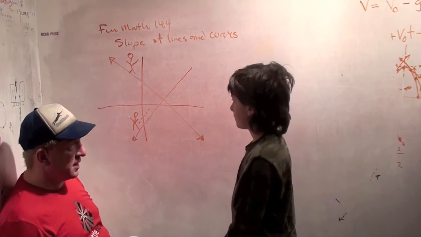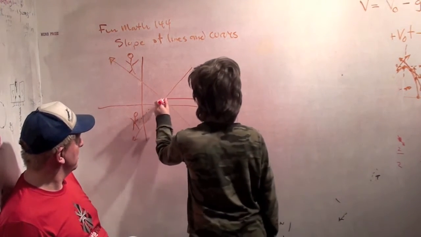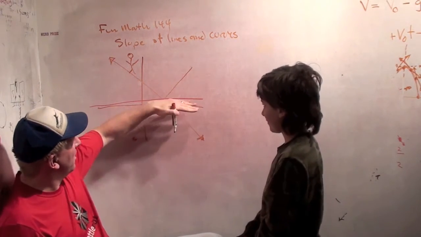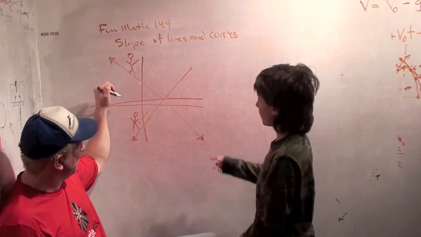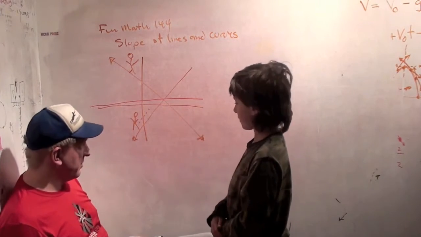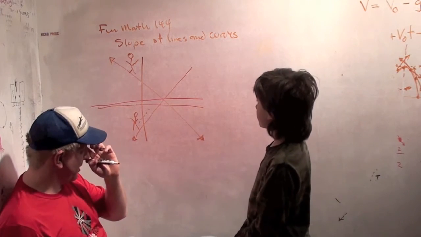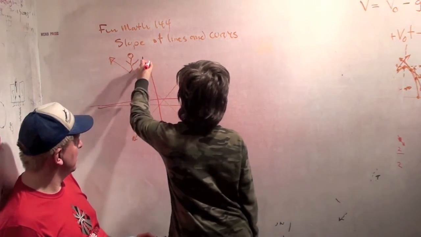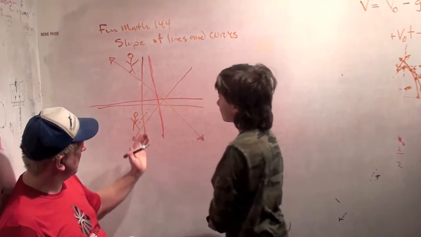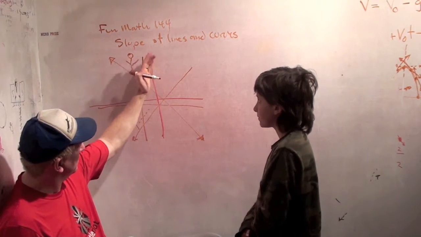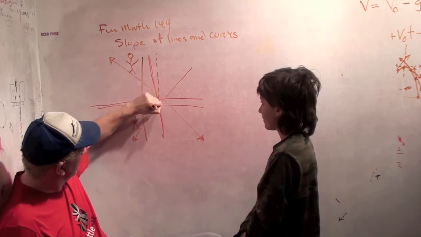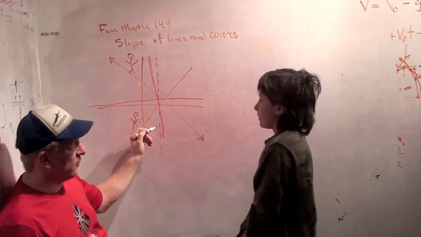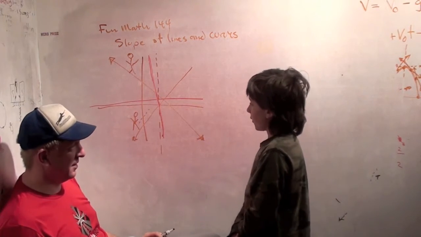Can you draw me a line that has a zero slope? A horizontal line has zero slope, so a line parallel to the x-axis. And what's a line that has an undefined or infinite slope? A line that's parallel to the y-axis. It's perfectly up and down. It would be very hard to walk up this line. You'd have to climb it.